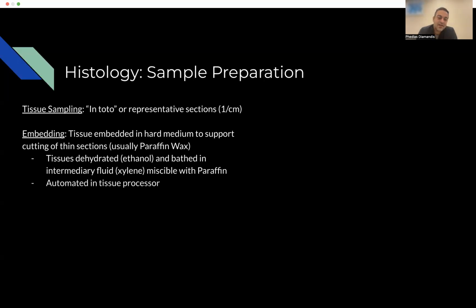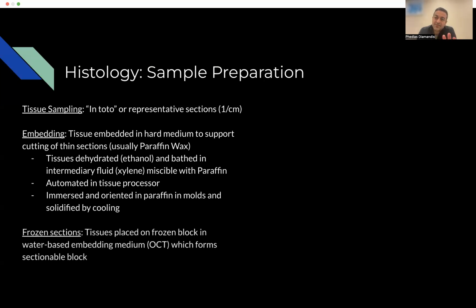This usually happens in a tissue processor that can robotically move the different fluids and tissue. Usually these are run overnight, and it's not something that humans need to do. So once they're in xylene, they need to be oriented and put into the paraffin mold. When we're sectioning them, we're sectioning the specific part of the block that we are interested in.